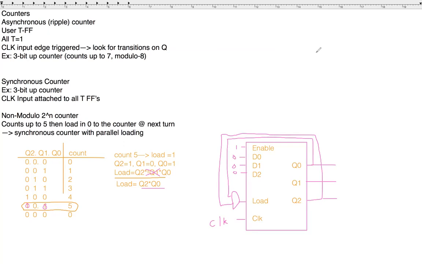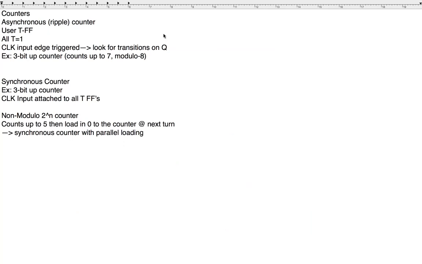Okay, now that we've covered all that, that's how you design a non-modulo counter. And so we talked about the most important counters. And now let's get into the actual Moore and Mealy finite state machines. So let me clear this.